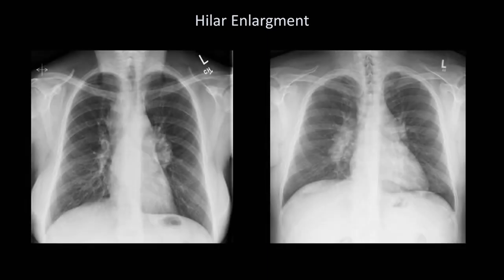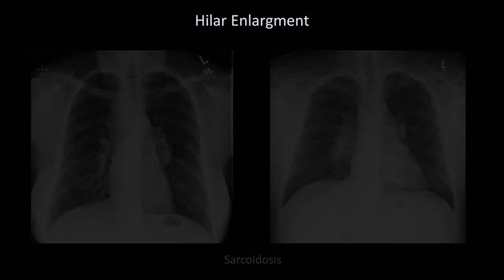Here are 2 examples of bilateral hilar enlargement. In this case, both patients had stage 1 sarcoidosis. The differential diagnosis of hilar enlargement is very long and can be divided into 3 categories.